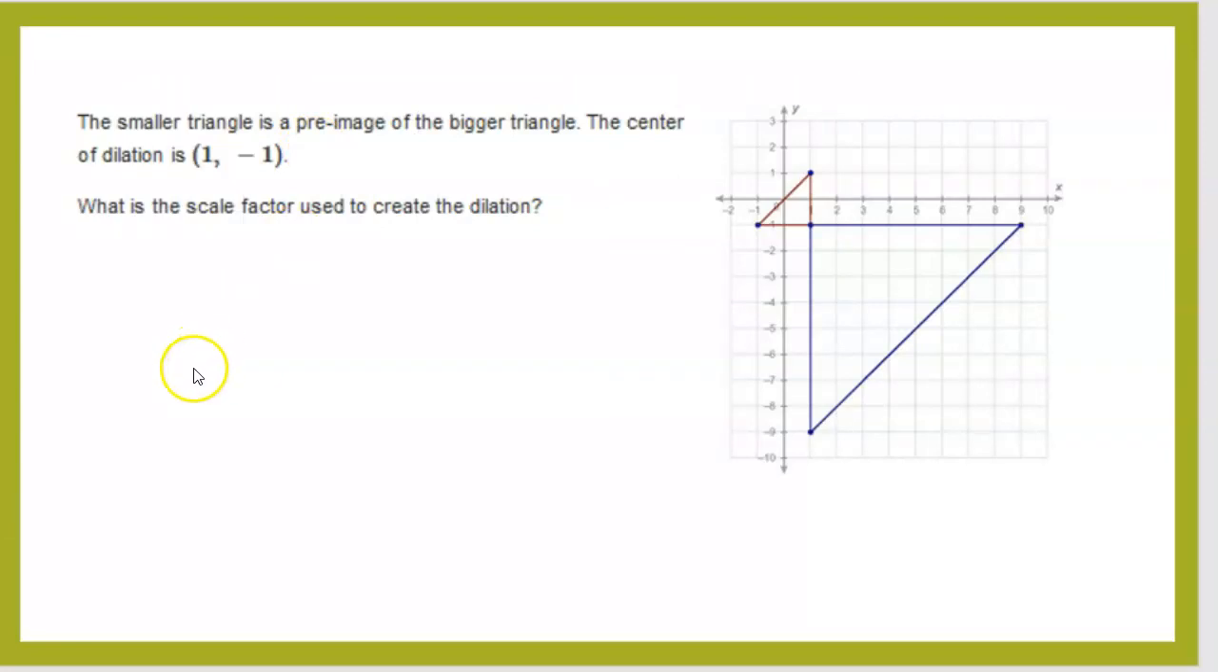So now let's talk about when the shape is not being dilated around the origin or center. Here's an example. It says the smaller triangle is a pre-image. So the smaller triangle is the original. Remember, pre-image is original. We can label it A, B, C. The bigger triangle is the changed one, right? The image. And we can label that C prime, B prime, and A prime.